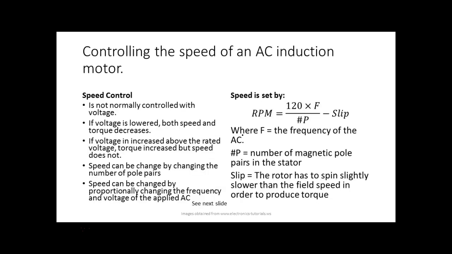So this is the speed. The speed would be the RPM, and then minus the slip. So that guy over there has a 75 RPM slip.